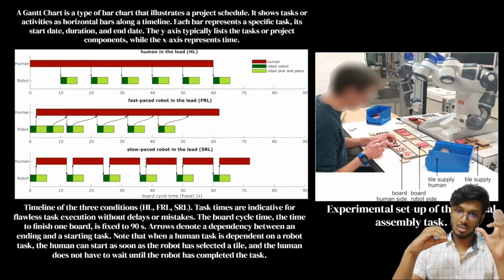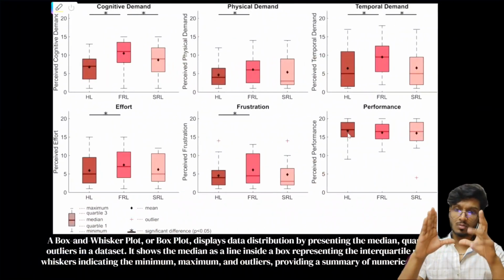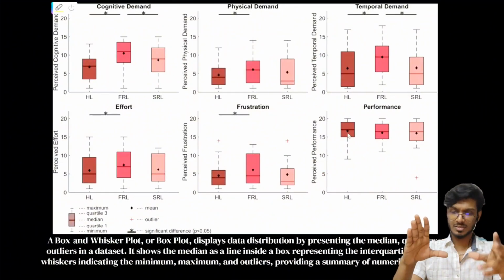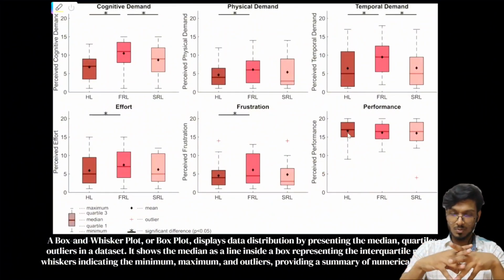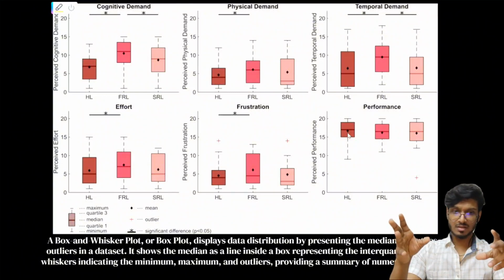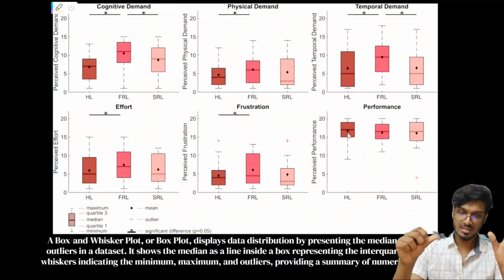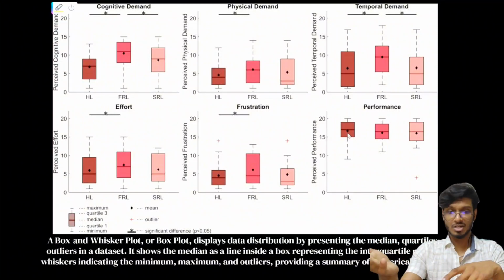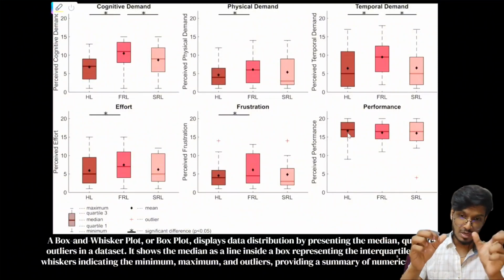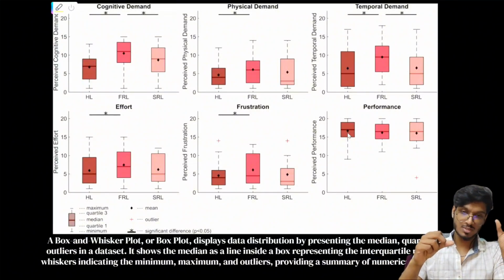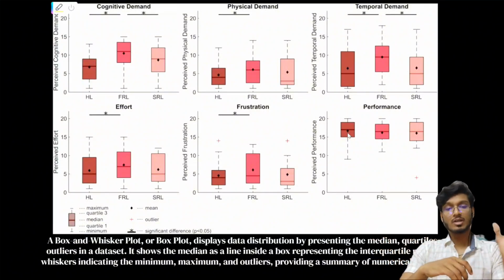So continuing this topic, we will get into the most important graph: the box and whisker plot. It's also called a box plot. It displays data representation by the median, quartiles, and outliers in a data set. It shows the median as a line inside a box representing the quartile ranges, with whiskers indicating the minimum, maximum, and outliers, providing a summary of numerical data spread.